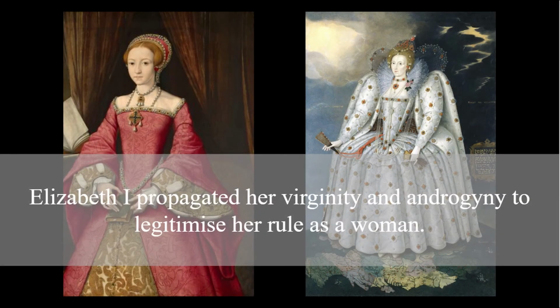As soon as Elizabeth becomes sovereign over England, she will change her entire self-image. She will no longer be a feminine princess, but instead a divine mother and a king. Elizabeth will use her portraits to propagate her virginity and androgyny to her kingdom in order to legitimize her rule as a woman.